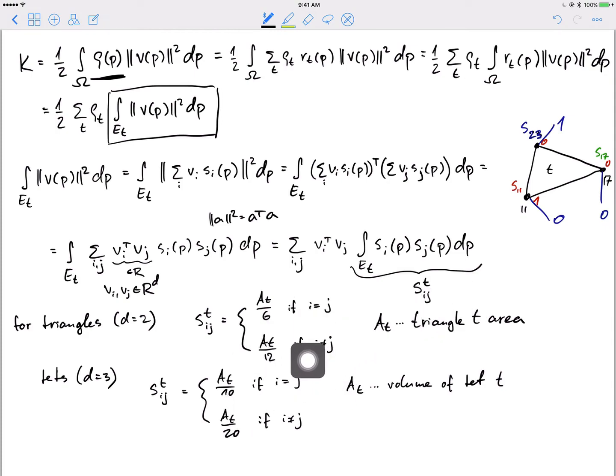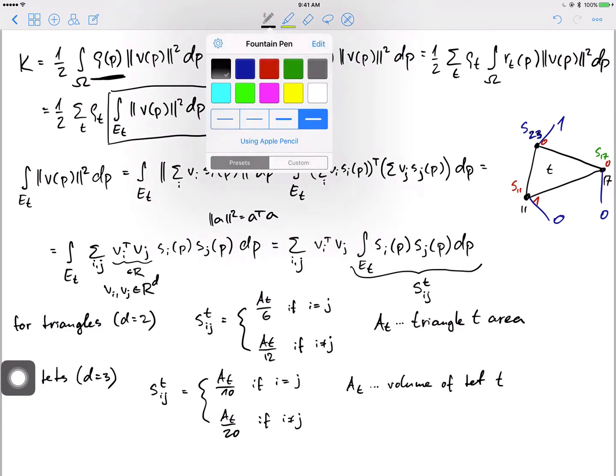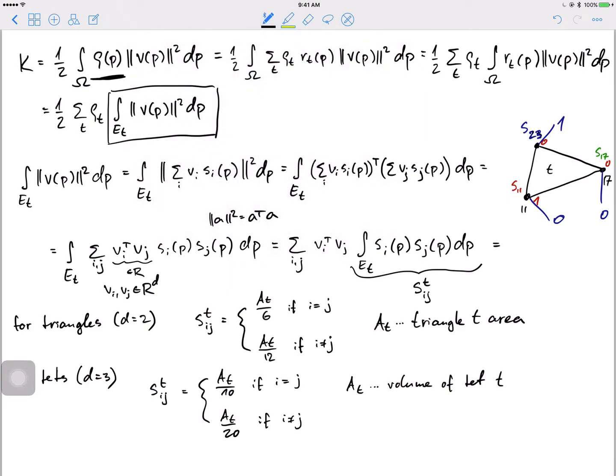All right, so this is something that, once you are given a tet mesh, is very easy to pre-compute, right? Because computing an area or volume is very easy. Dividing by 6, 12, 10, and 20 is also not very hard, right? So that gives you these coefficients. And then we can write it all neatly using a matrix notation.